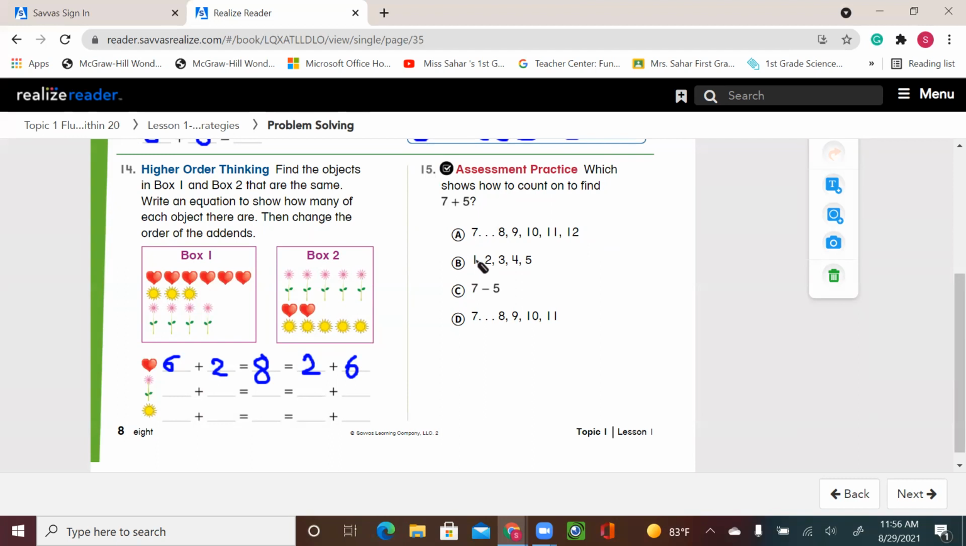Or choice B, 1, 2, 3, 4, 5. Or choice C, 7 take away 5. Or choice D, 7, 8, 9, 10, 11. This means 7 plus 1, 2, 3, 4. Remember your equation, 7 plus 5. So is it choice A, B, C, or D?